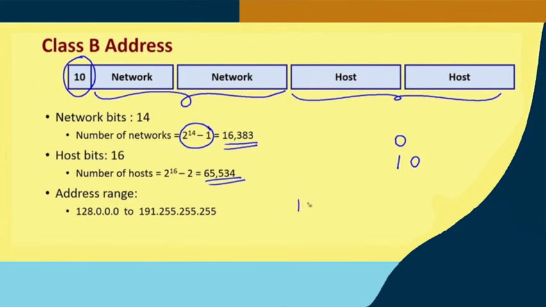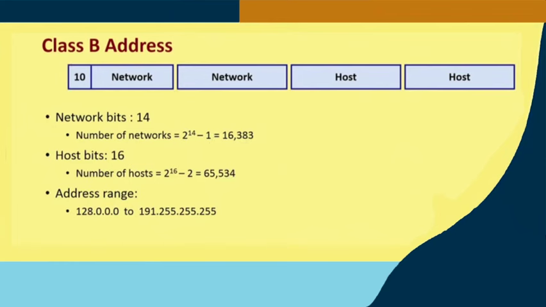And if you look at addresses starting with 10, with the remaining bits going from all 0s to all 1s, the range will be from 128.0.0.0, where the first byte is 128, up to 191, 10 followed by all 1s, so 191.255.255.255. This is the range of class B addresses.